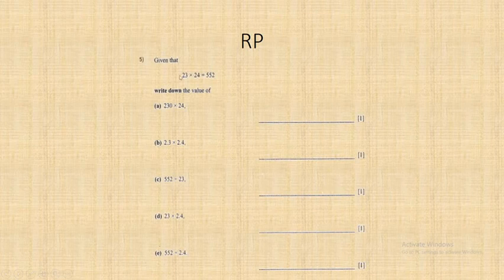So let's start with the resource pack. In the resource pack here, we will start with question number 5, as we said. Given that 23 times 24 equals 552. So it's multiplication and associated division. We dealt with that in the class, so let's practice with it. Write down the value of 230 times 24. All I see here is that I added a 0 after the 23. So the 0 in the question travels to the answer. So it's going to be 5,520.